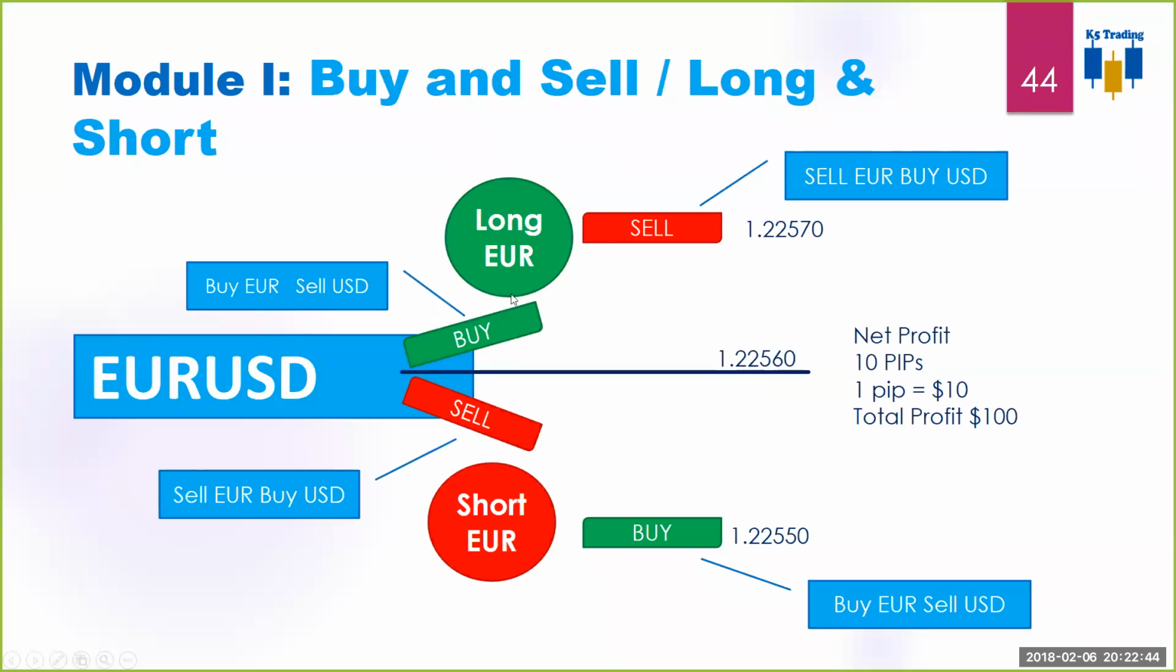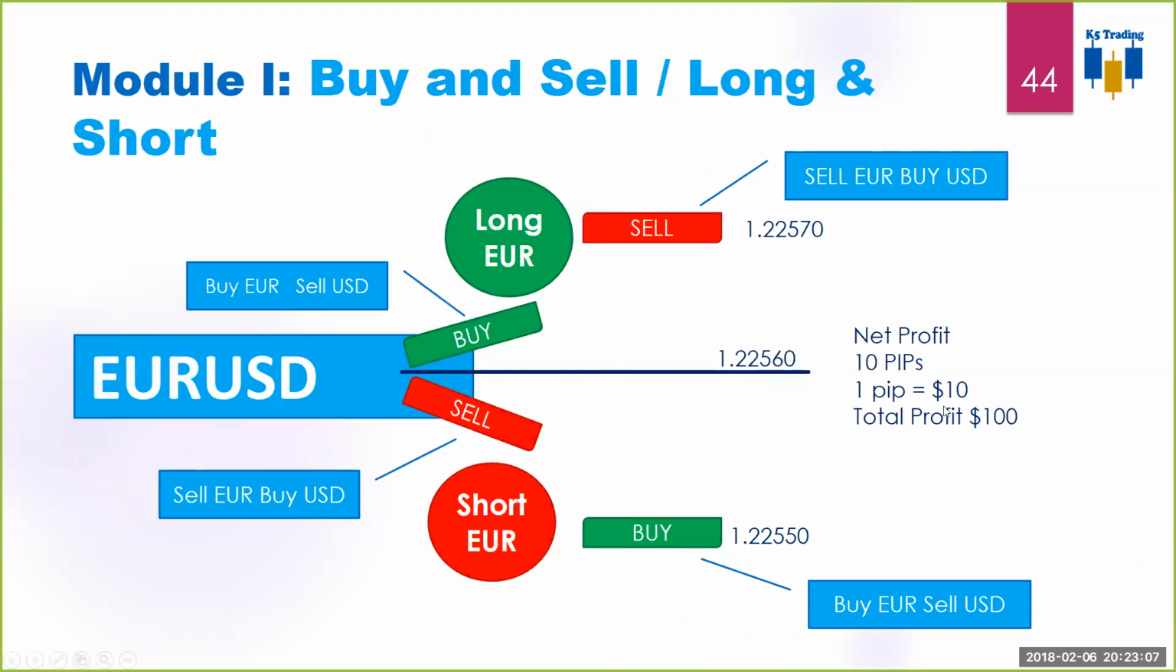Either way, you were long when you came into this trade from this position to this position. Because you bought the base currency, which is the euro, that's why you were long. You made a profit of 10 pips from here to here, so your net profit is 10 pips. 1 pip is almost equal to $10.